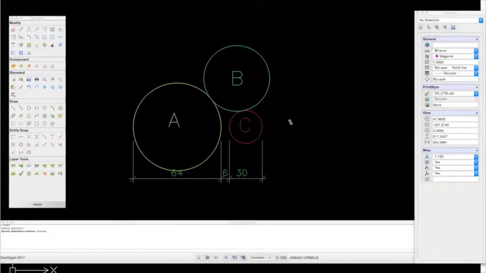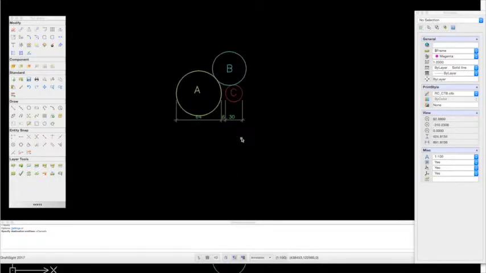Hi, we're going to talk about how we can arrange three circles of different dimensions. They could even be of the same dimension, but let's just complicate the situation a little bit so that we talk about a solution to put three circles together this way.